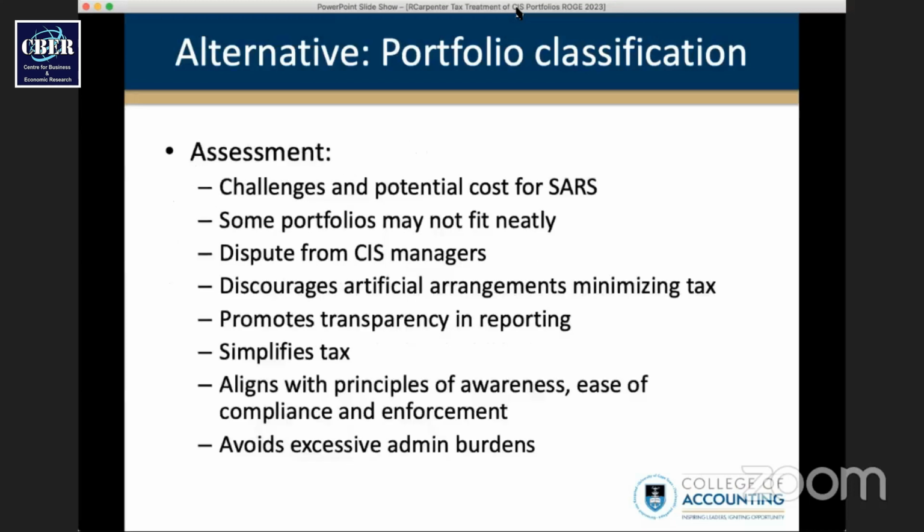And so let's assess this alternative that has been provided. Firstly, it does present some challenges and potential costs for SARS. Some portfolios may not fit neatly into the capital or revenue categories. Some managers who have ambiguous investment objectives may dispute this, although personally I would say, well, then they need to choose whether their portfolio is going to be capital or revenue. This alternative does discourage artificial arrangements aimed at avoiding tax, and it also promotes transparency in the reporting. It simplifies the tax treatment, and it aligns with the principles of awareness, ease of compliance, and enforcement. It also avoids excessive admin burdens that could hinder any trade or growth or development.